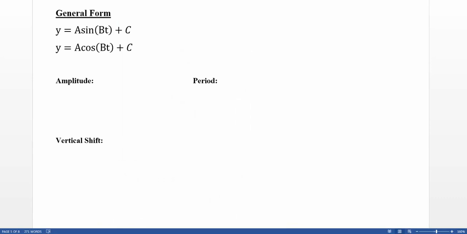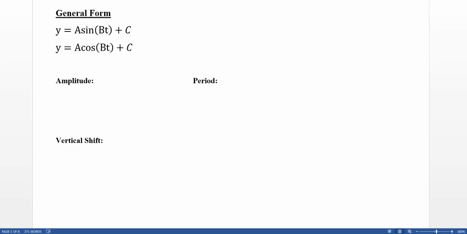So since we're going to be spending so much time working with sine and cosine, we want to consider the general form for these two functions. The general form for sine and cosine are y equals a sine of bt plus c, and y equals a cosine of bt plus c. As you can imagine, if we're talking about sine and cosine without anything done to them, that means that a would be 1, b would be 1, and c would be 0.